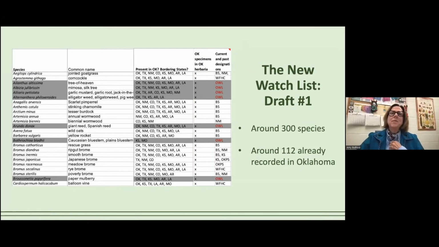Okay, so following my initial research, we came up with a draft candidate list of approximately 300 species. I included some very basic information in this draft: scientific name, common name, the locations where the species are currently problematic. I also included the source of the name and whether or not the species had already been reported in Oklahoma. 112 of the species on our candidate list have already been reported in Oklahoma. This initial list was then sent out to the board for review and comments.